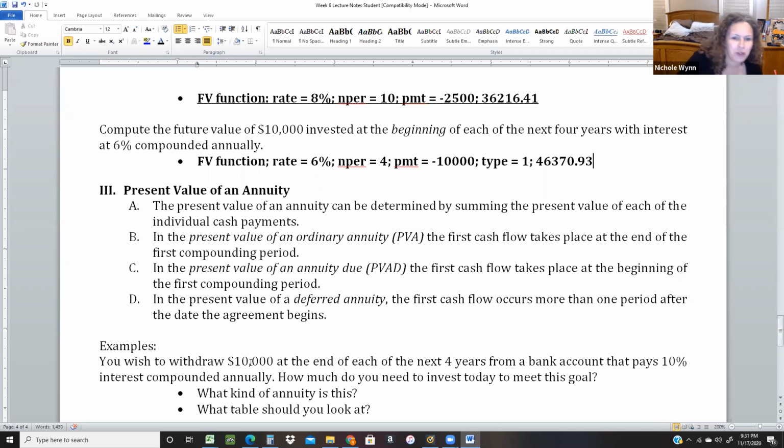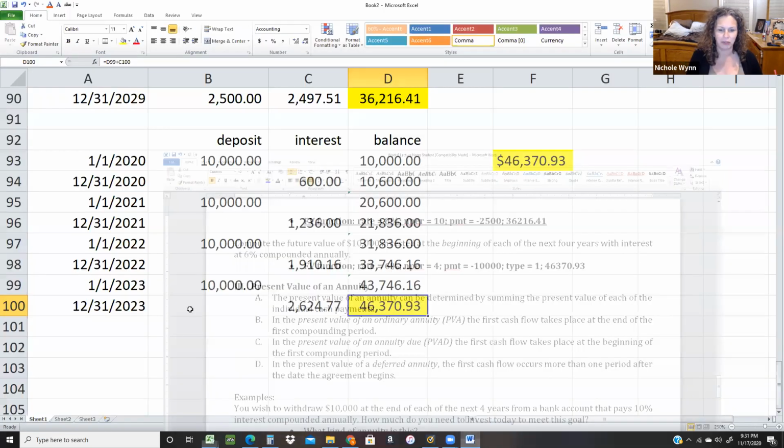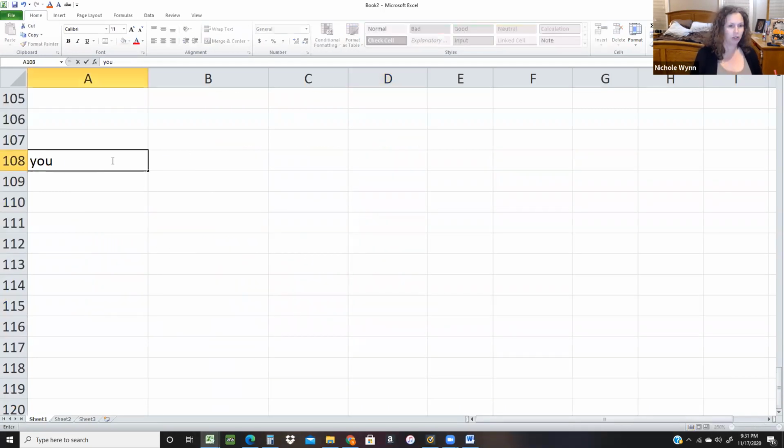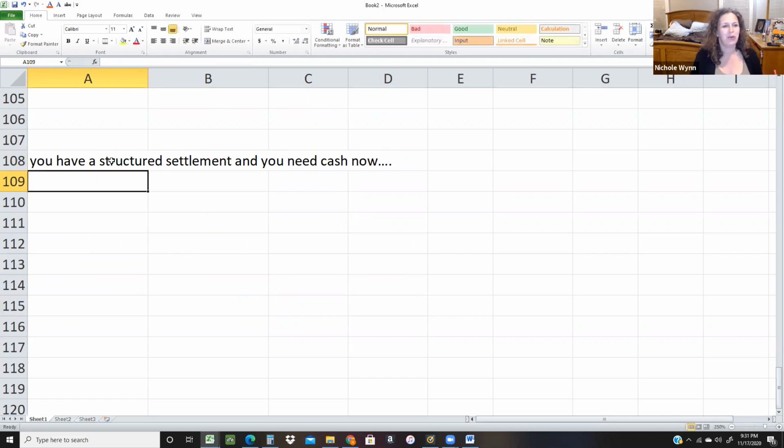Okay. So to find the present value of that. And so in that example, you have a structured settlement and you need cash now. Okay. So Joseph just got bumped by a bus.